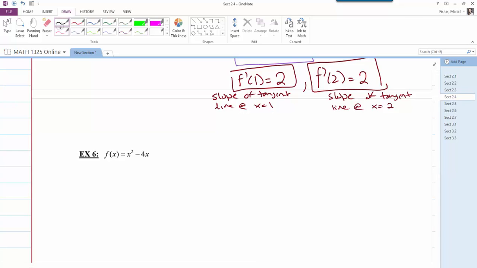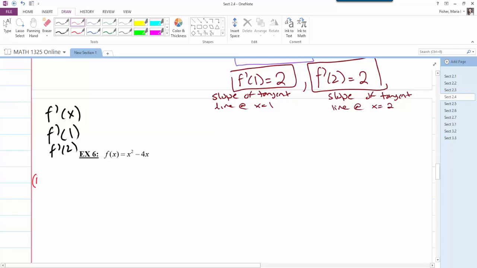Same directions. I'm going to write those directions again. We need to find f prime of x. Using the 4-step process, find f prime of 1 and find f prime of 2. So let's do the 4-step process. Step 1, find f of x plus h. So f of x plus h is going to equal, again, everywhere there's an x, instead of writing x, I'm going to write x plus h. So x plus h squared minus 4 times x plus h.